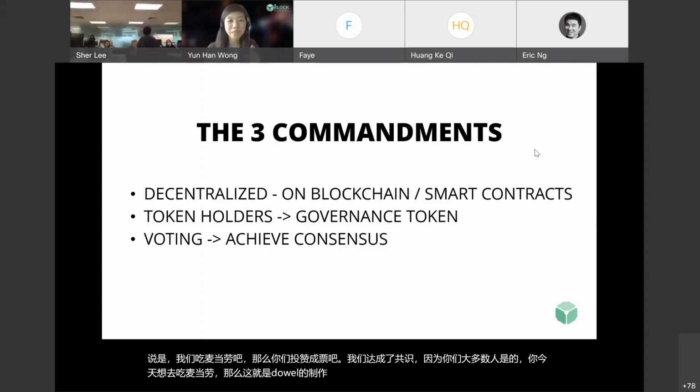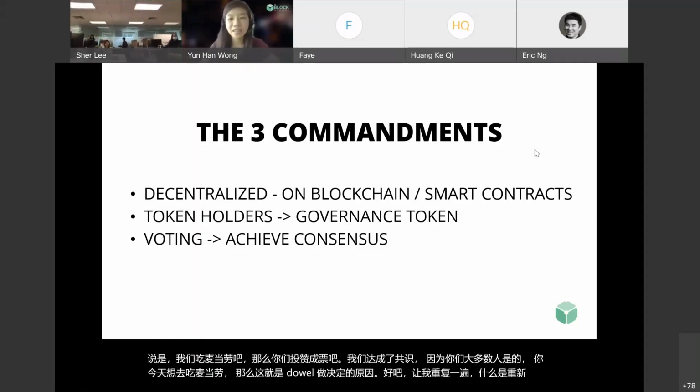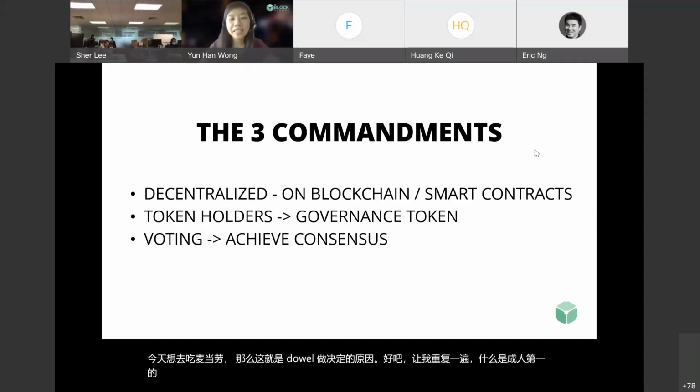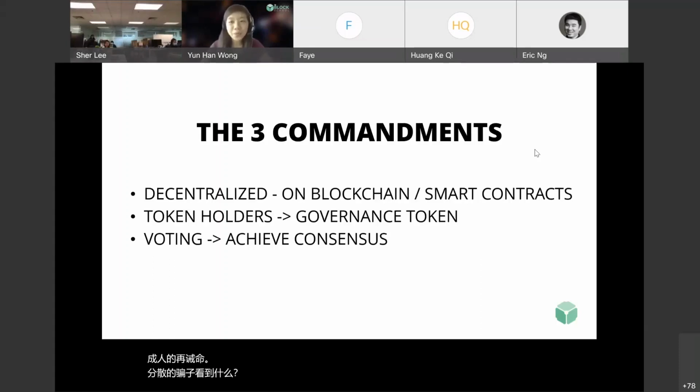All right, so let me repeat the 3 commandments of what is a DAO. First, a DAO is decentralized, 去中心化. Second, in a DAO, who have the decision? Token holders control the DAO. How do they make decisions? They do it through voting. And if, let's say, 80% vote yes, then the DAO will execute. So this is the essence of what is a DAO.